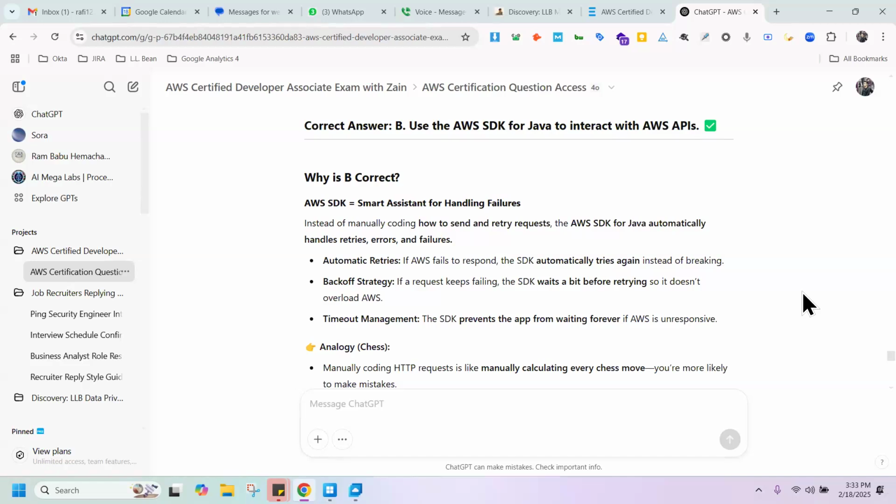AWS SDK, Smart Assistant for handling failures. Instead of manually coding how to send and retry requests, the AWS SDK for Java automatically handles retries, errors, and failures.